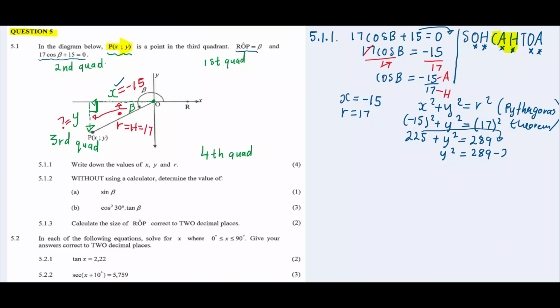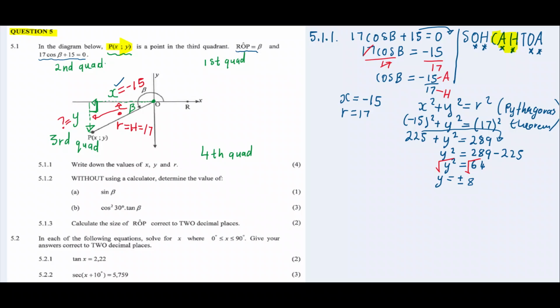When we transpose the 225 that side, we'll get 289 minus 225, which gives us 64. And what we will do is introduce the square root both sides. Remember that after introducing the square root, the answer that we get here is a plus minus. So the square root of 64 is simply 8.